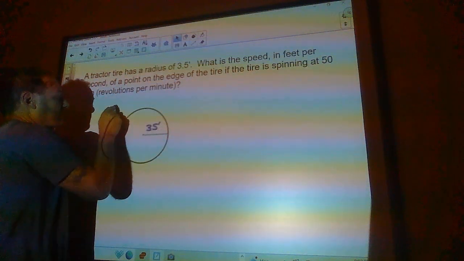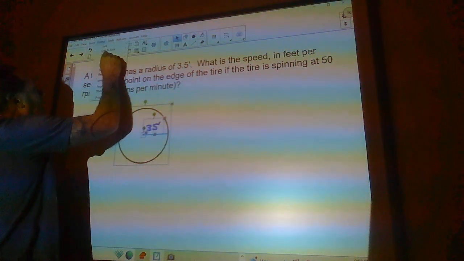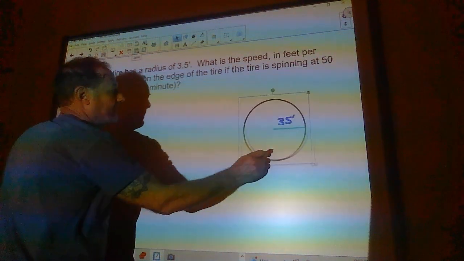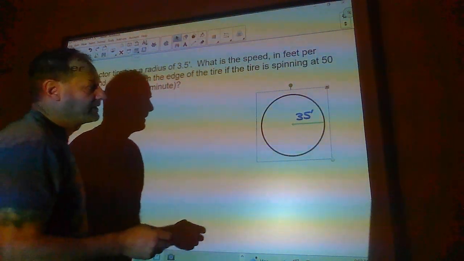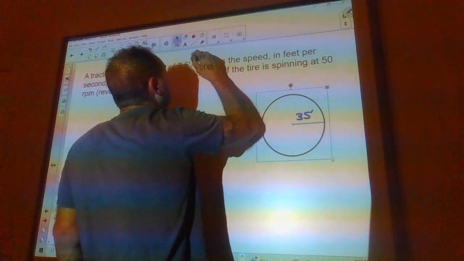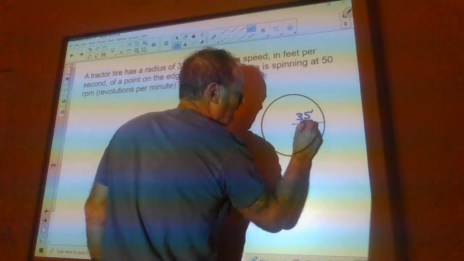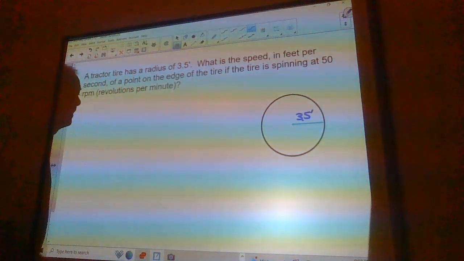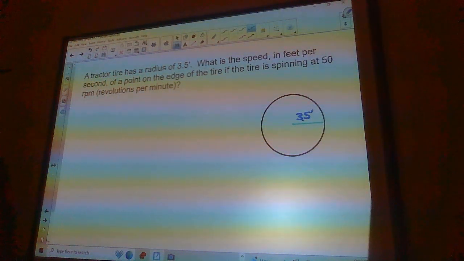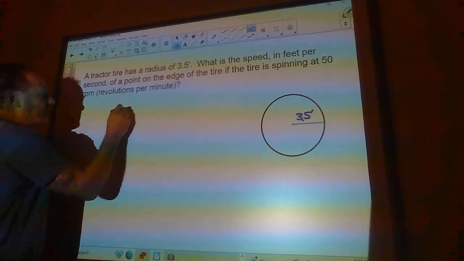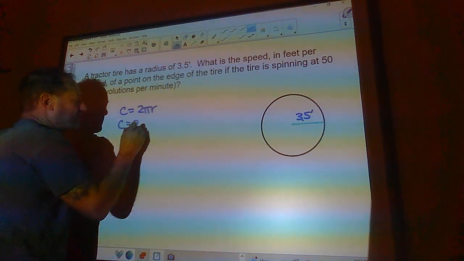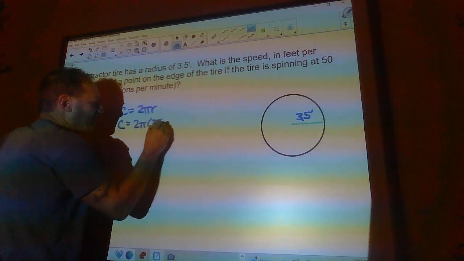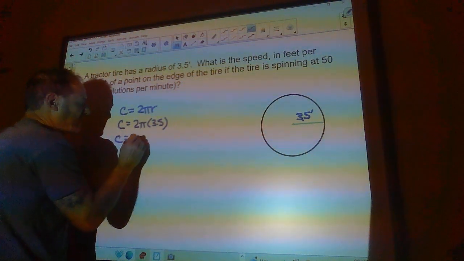Okay, so let's do this. Let's move that all over there. Whoops, I lost my decimal. It looks like it says 35 feet, doesn't it? Should be 3.5 feet. Okay. So the first thing we need to figure out is what's the circumference of this circle. So the circumference, remember, is 2 pi times the radius, or in this case, it's 2 pi times 3.5, or 7 pi.